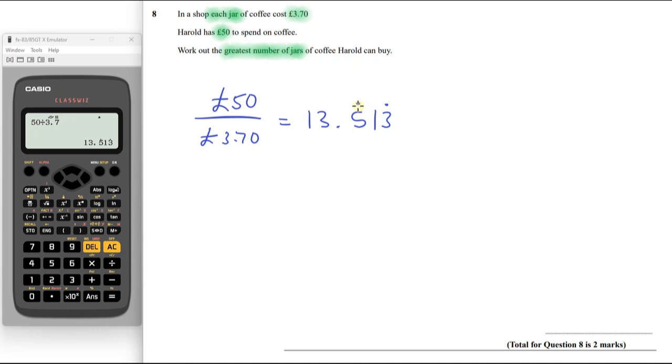Now, you can't say that he can buy 13.513 recurring jars of coffee. That doesn't make sense at all. So we're either going to round down to 13 or round up to 14. Now, even though this number rounds up, we cannot say that he can buy 14 jars of coffee because he doesn't have enough. He can only buy 13.5. So we're going to have to round down to 13 jars. Okay, he can buy 13 jars, but he can't buy 14. So my answer is going to be 13.